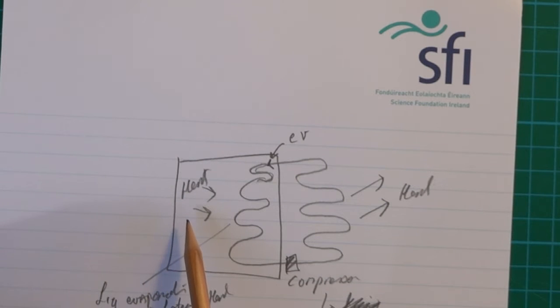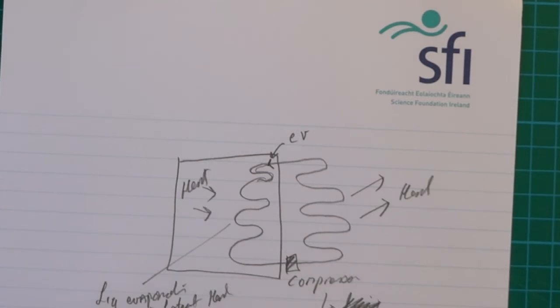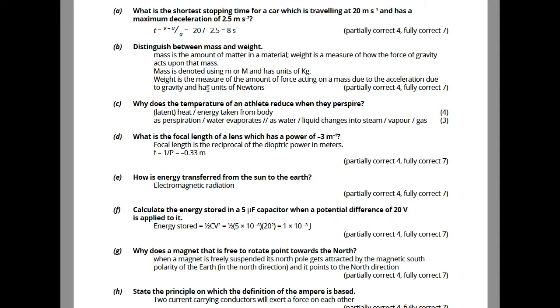So heat normally travels from hot to cold. Here we're moving it from a cold area to a hotter area. So a heat pump transfers heat from a cooler area to a hotter area. That's the definition of our heat pump. Again, used in air conditioners, things like that. Anyway, enough of that. Moving on to some more of the questions.